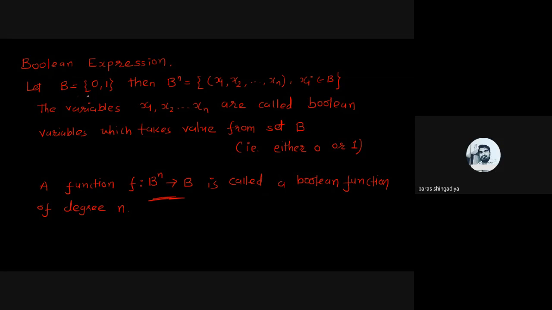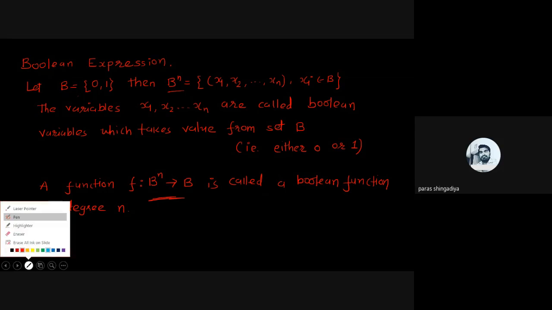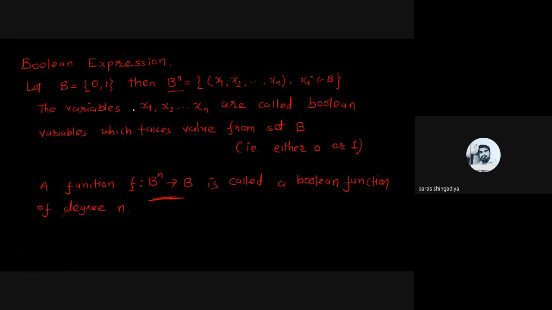We have one set B equal to 0 and 1, and now consider B raised to n, which involves the n-tuple x1, x2 up to xn, where all the xi, meaning x1, x2, xn, belong to B, either 0 or 1. They are known as Boolean variables because they take the value from the set B. It means either 0 or 1. Therefore it is known as a Boolean variable.